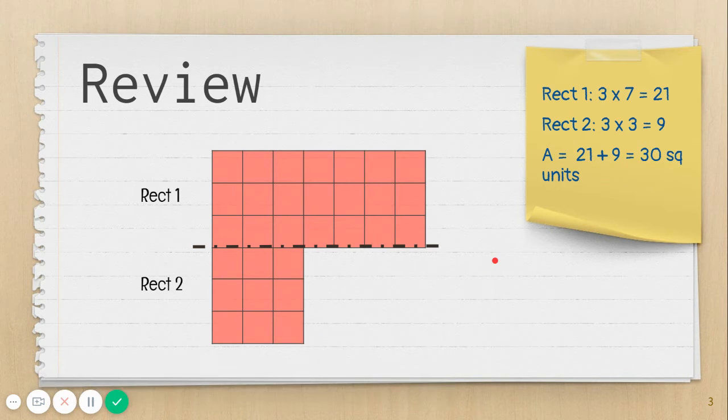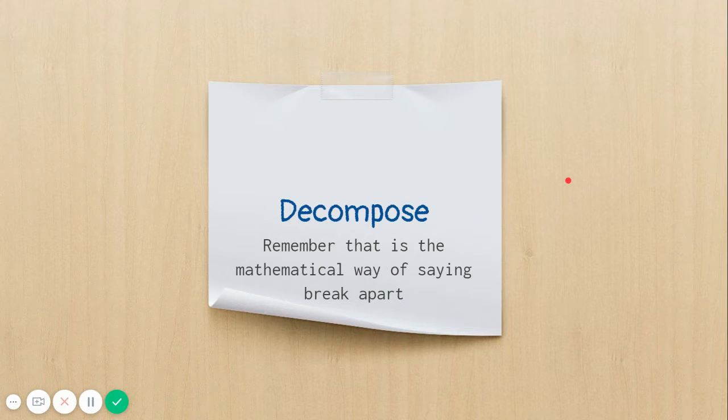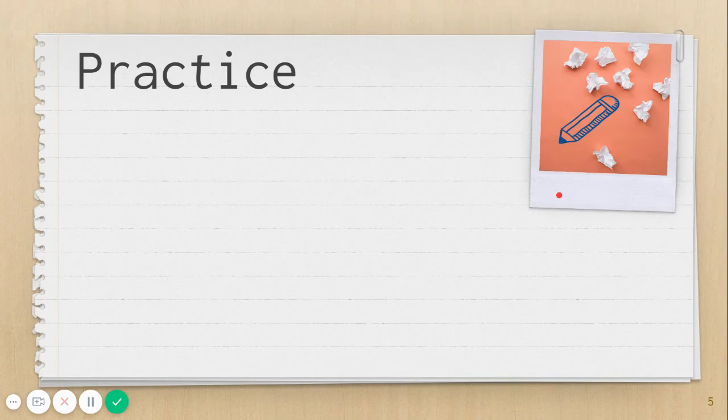Now, if I wanted to double check, I could always count all of my units, or for some reason, if I didn't have all the units, I could even take it and draw those lines in to represent those units myself. So we do have some options to double check our work. Don't forget, decompose is just the mathematical way of saying break apart. We decompose numbers, we can decompose shapes. We can break apart numbers, we can break apart shapes.